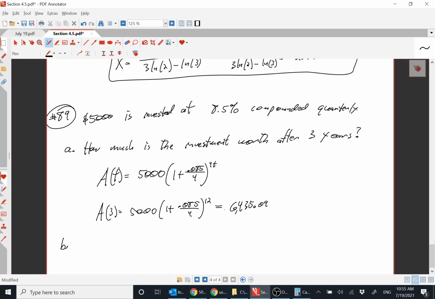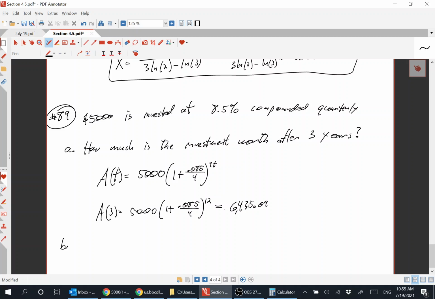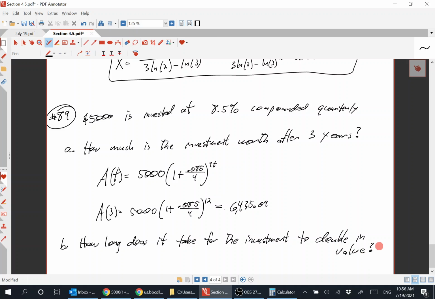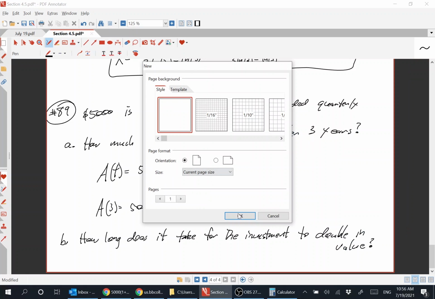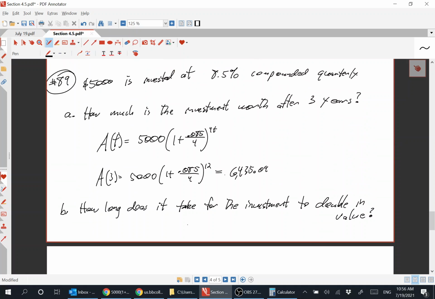But part B is the more interesting question. How long does it take for the investment to double in value? In other words, you're looking for the number of years it takes for 5,000 to become 10,000.